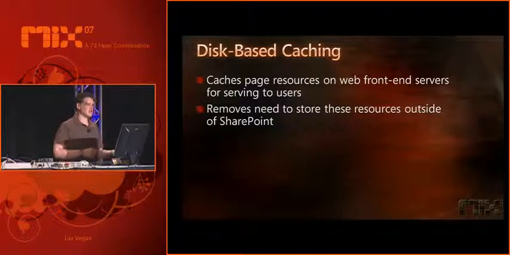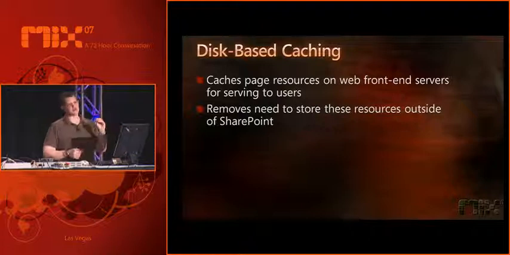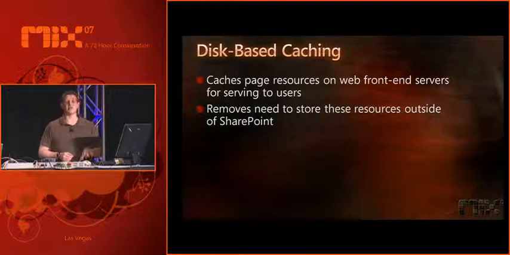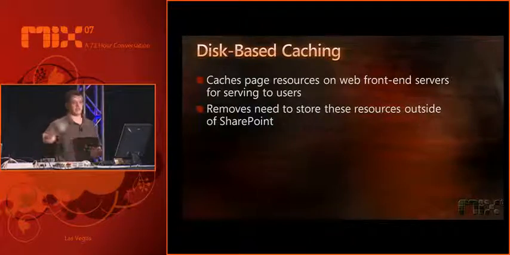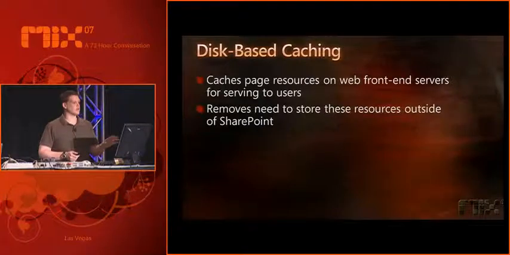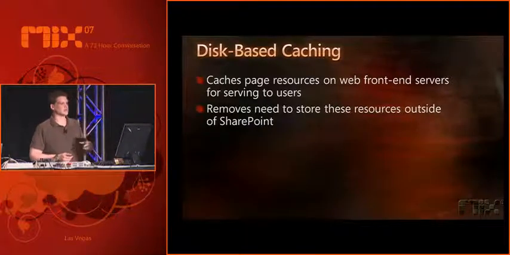So what disk-based caching allows you to do is cache those resources that are stored in the SharePoint database locally on disk on the web front end, such that subsequent requests don't have to go and grab that from the database. Because database access is just by nature slower than disk-based access, by caching this on the web front end, we remove the need to store these resources outside of SharePoint for performance.